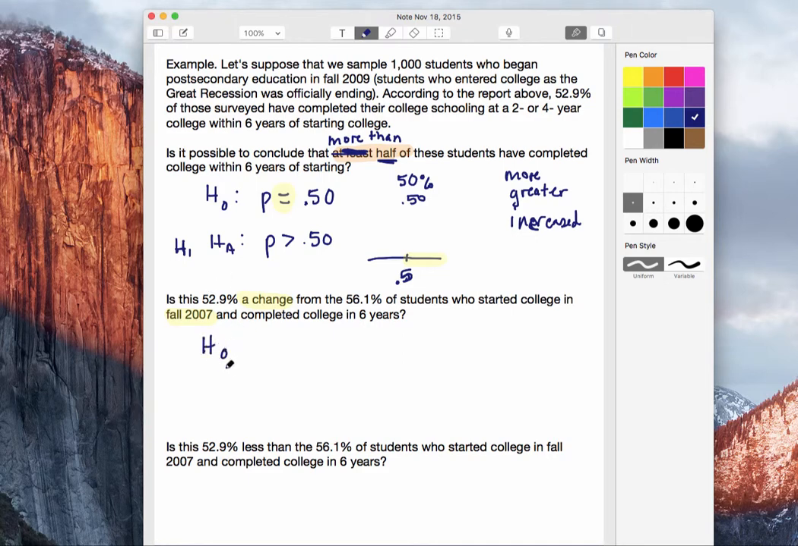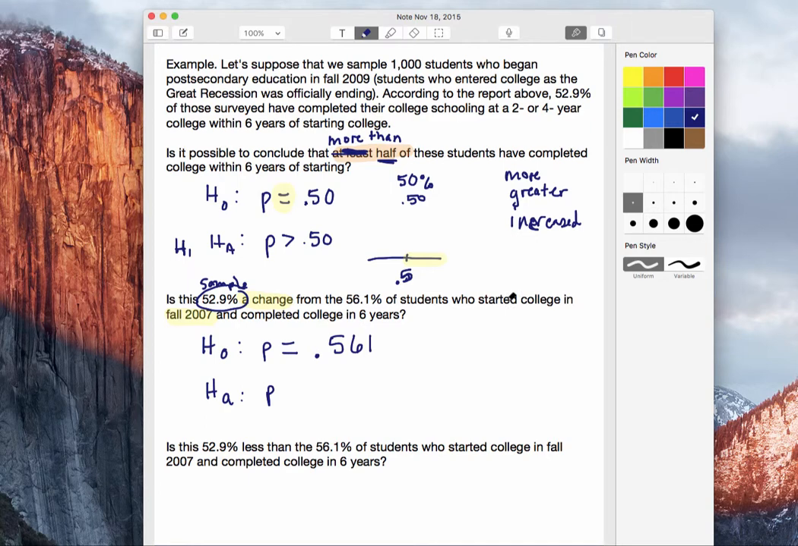So I'd start off with my hypotheses, H naught, HA. Then you put a colon. Then we put our proportions. The null hypothesis is always equals. And this new percentage is, we're trying to see if 52.9%, that was our sample. I'm going to highlight that and say sample. Was our sample different than what we previously thought?